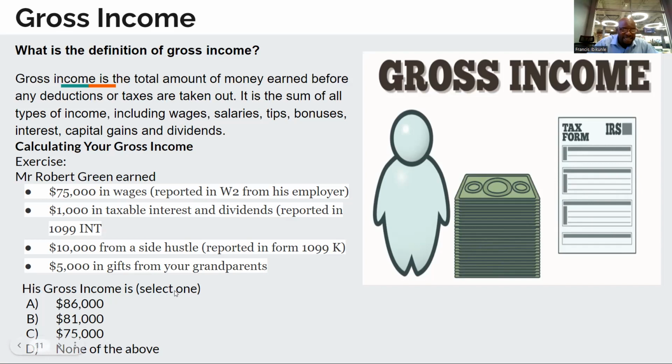So I have this simple exercise. If you get the answer right, please type your answer in the chat box. I have Mr. Robert Green. He makes $75,000 in wages, $1,000 in taxable interest and dividends, $10,000 from side hustles. Then he has $5,000 in gifts from grandparents. So what is his gross income? Please select one: A, $80,000; B, $81,000; C, $75,000; D, none of the above.